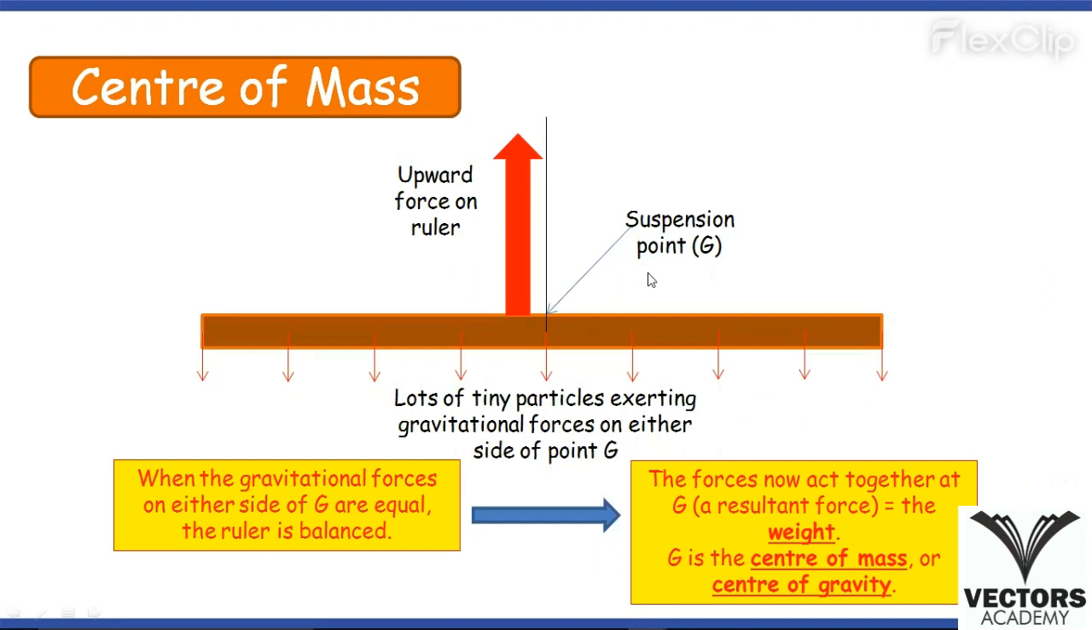Center of mass. If you look at this particular object, its tiny particles exert gravitational force on either side of the point G. When the gravitational forces on either side of G are equal, the ruler is said to be balanced. The forces now act together as the resultant force at G, which is nothing but the weight. So G is the point of center of mass, which is also called the center of gravity.